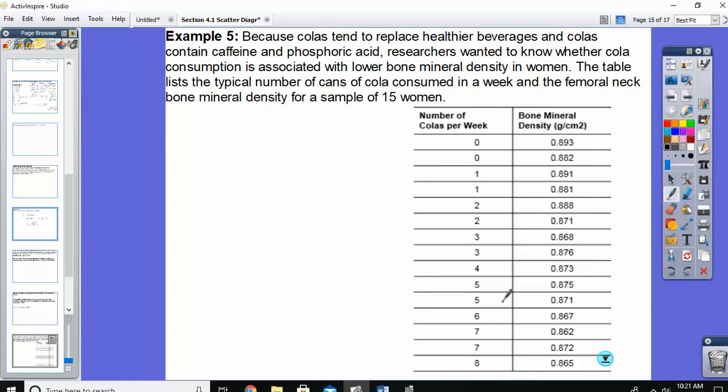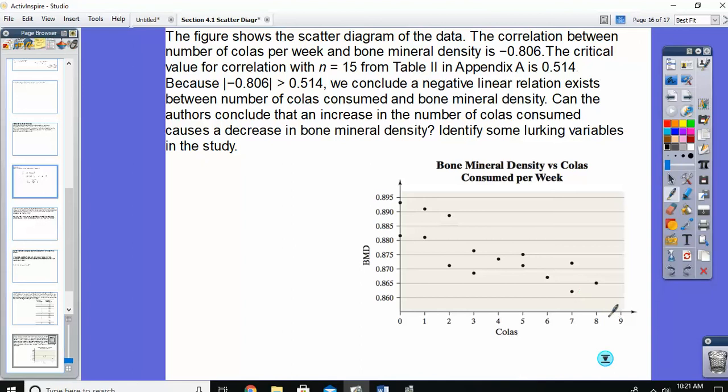Okay, so let's look at this example. Because colas tend to replace healthier beverages and colas contain caffeine, researchers want to know whether cola consumption was associated with lower bone mineral density in women. So the table lists how many sodas per week, along with the bone density for 15 women. If I look at the next slide, I went ahead and graphed the scatter plot for you. You could put them in your calculator and get a graph. But if I calculated it, I got an R of negative 0.806.